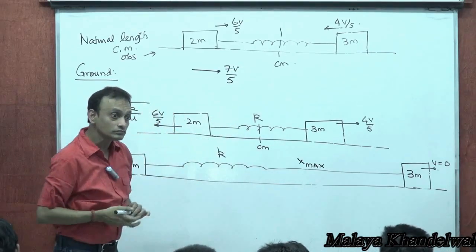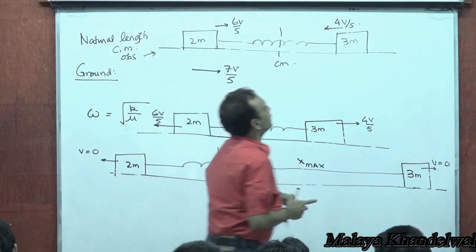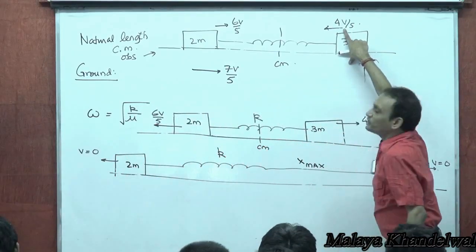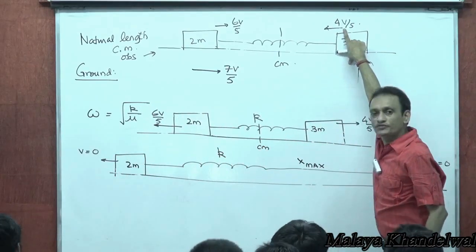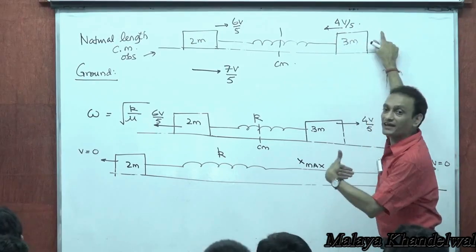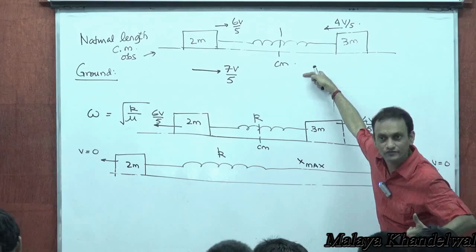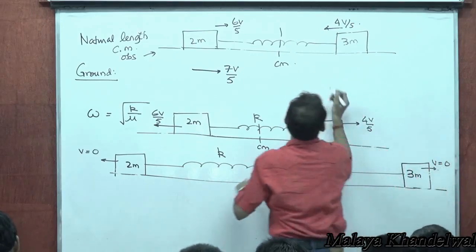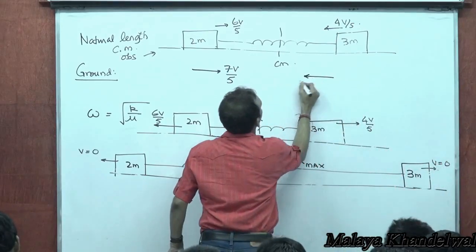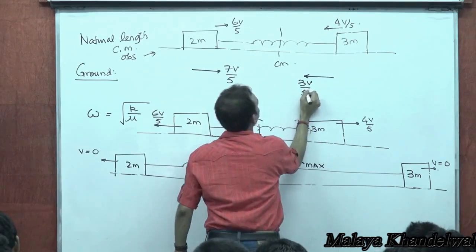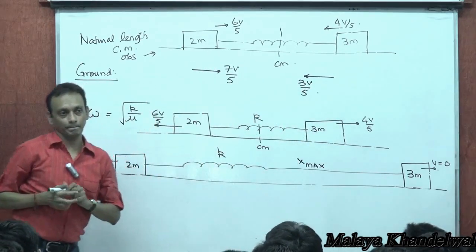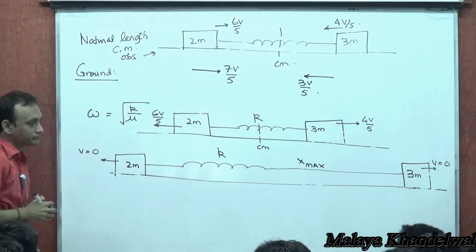Now, yes or no? This is 4V by 5 to the left. Center of mass is minus V by 5. So this would be, in the ground frame, 3V by 5 to the left. Right? So in the ground frame, the velocity of this is 3V by 5. Right?